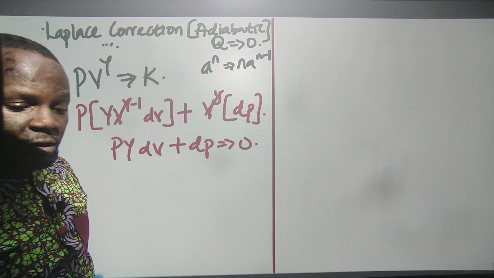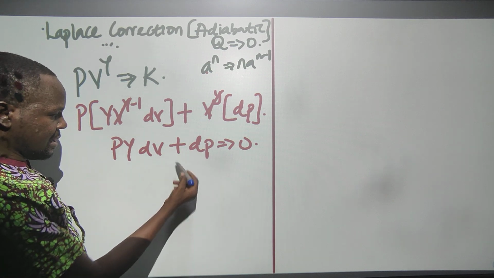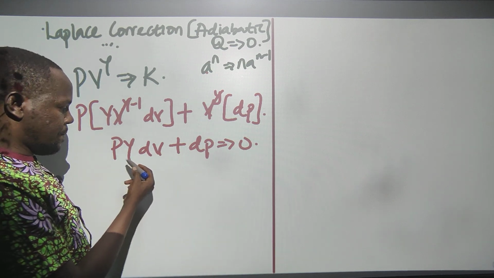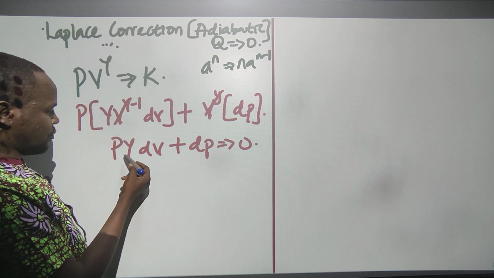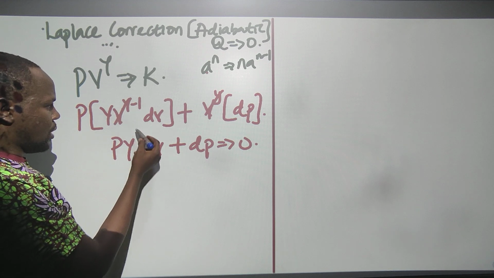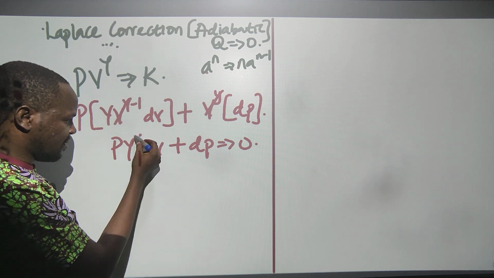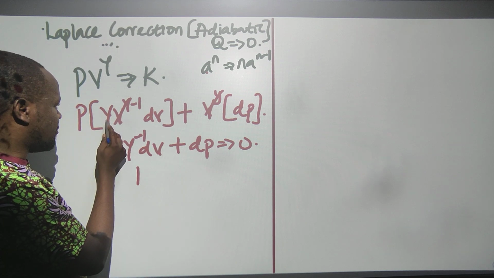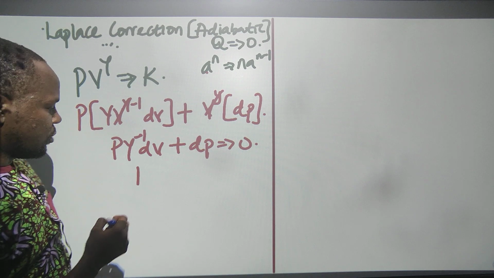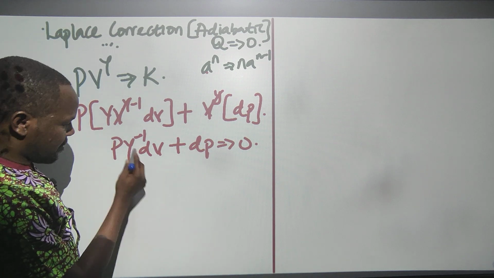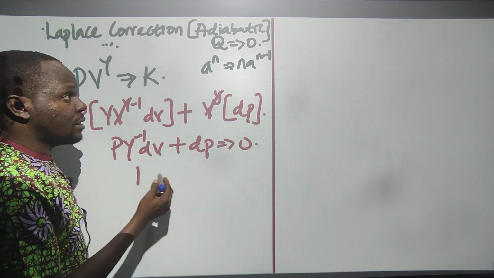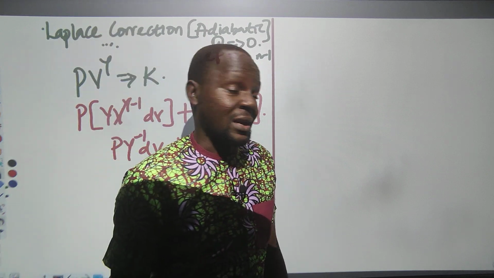So if you make P the subject of the formula directly, we can say you should go to the other side, and this should be gamma minus 1. Gamma minus 1. So it should be P, because I have gamma raised to power minus 1. So directly, I don't want to waste time so that we can get our final answer.